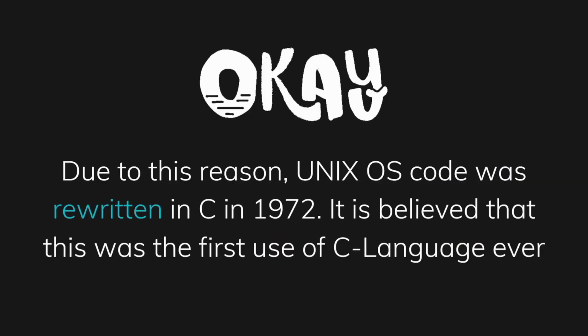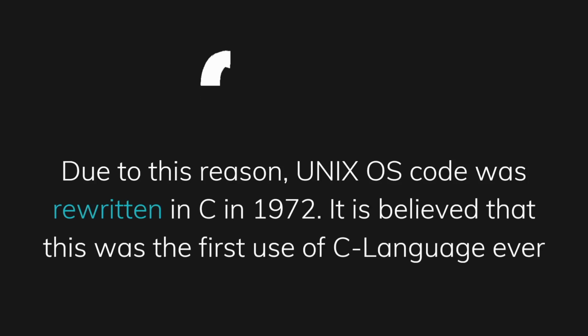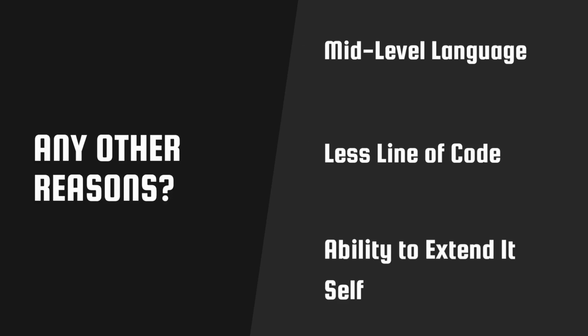Due to this reason, the reason was that C language was portable. So due to this reason, the Unix operating system was written in C in 1972. It is believed that this was the first use of C language ever. Got it? Any other reasons? Mid-level language, fewer lines of code, and the ability to extend itself.